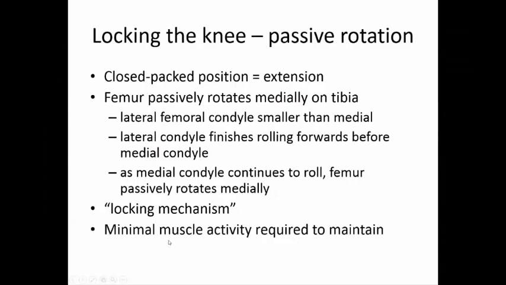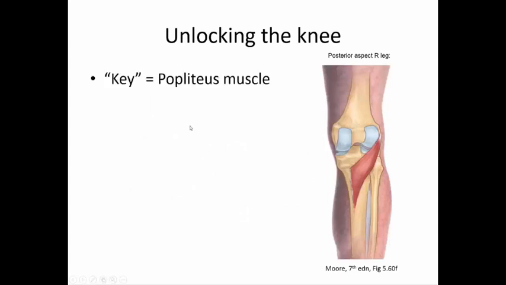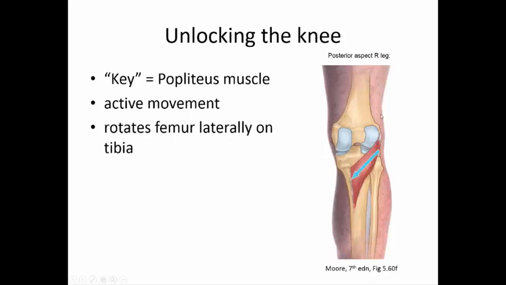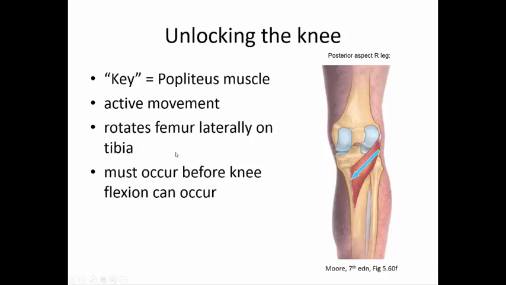Once the knee's locked, minimal muscle activity is required to maintain that. So think of standing up straight for long periods versus in a squat pose. It's a lot easier to stand up straight. Unlocking the knee is the opposite. The key to unlocking the knee, like all locks, we need a key, and the key is the popliteus muscle. To lock the knee, the femur rotated medially. To unlock the knee, we need to use our muscle, so it's an active movement to rotate the femur back where it came from. So we rotate it laterally. This must occur before knee flexion is possible.